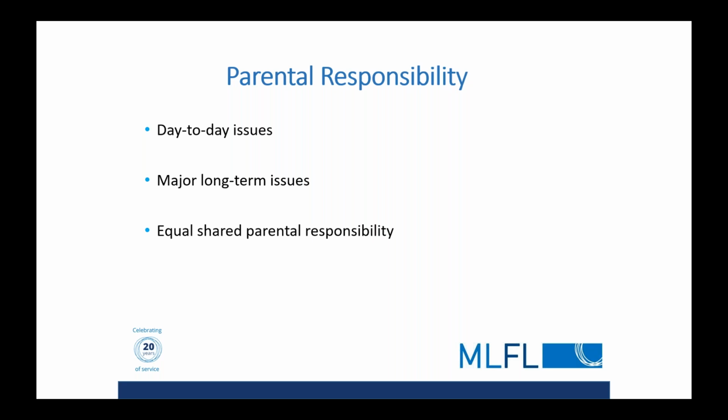There is a presumption in the legislation for equal shared parental responsibility. That presumption can be rebutted, though, in matters where there is, for example, domestic violence. The presumption aims to ensure that parents share the key decisions in a child's life, regardless of how much time that child spends with each parent. Parents need to be able to communicate and consult with each other when making decisions about their child's life.